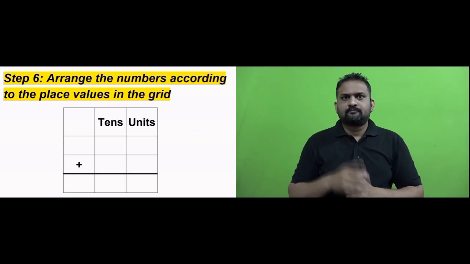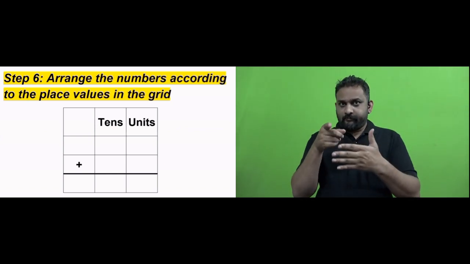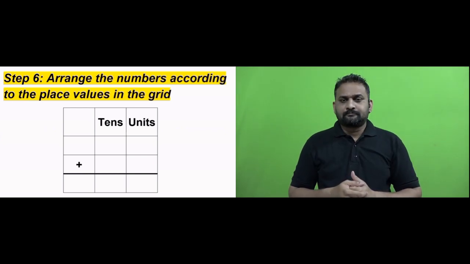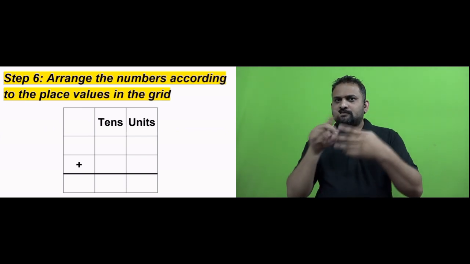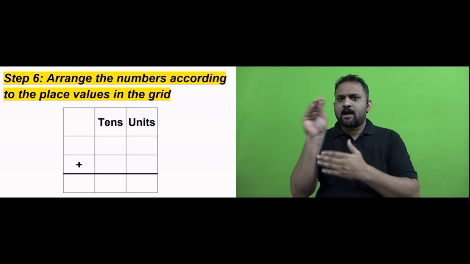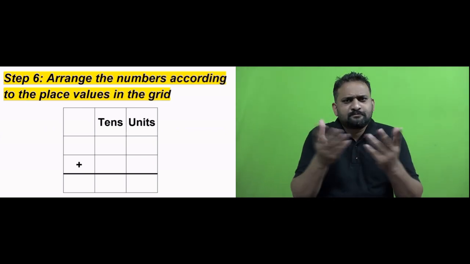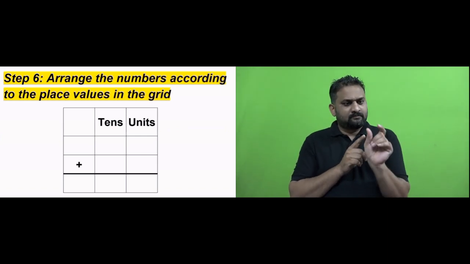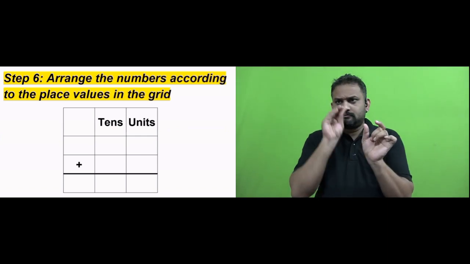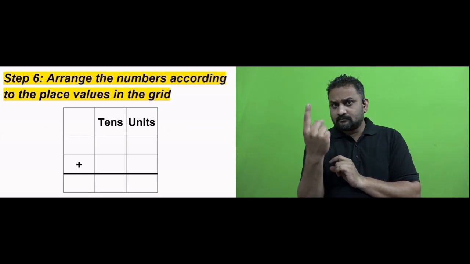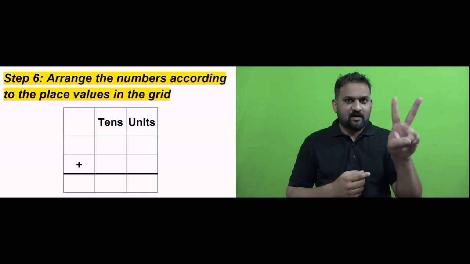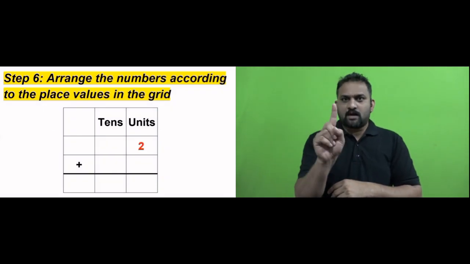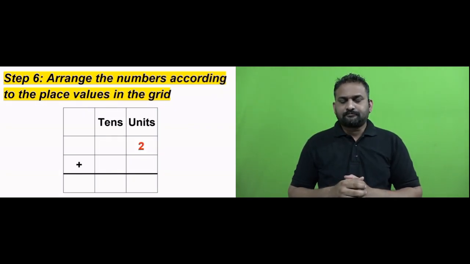As you see, we have a grid like we did when we revised our addition sums. The grid has the units place and the tens place. What we need to do is take the numbers from the problem sum and arrange it in the grid. The first number is 12. So we write 2 in the units place and 1 in the tens place.